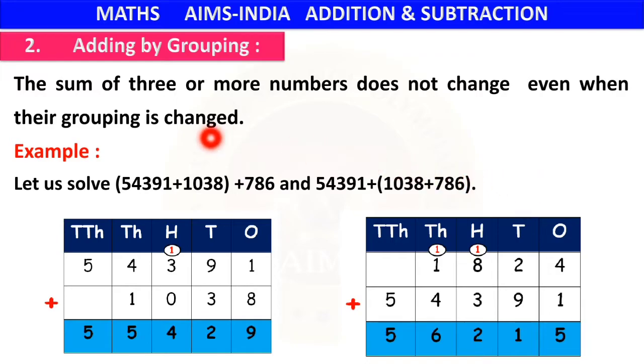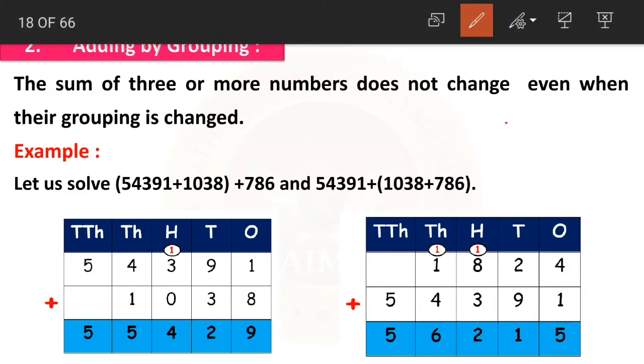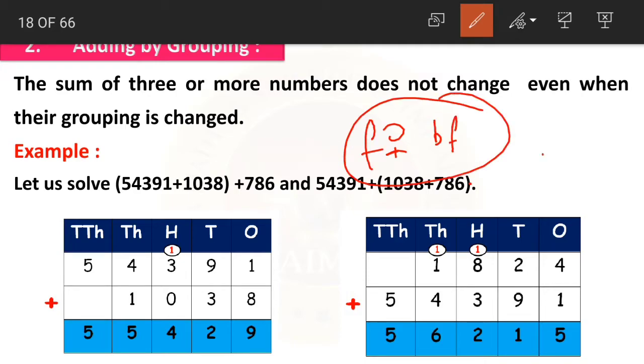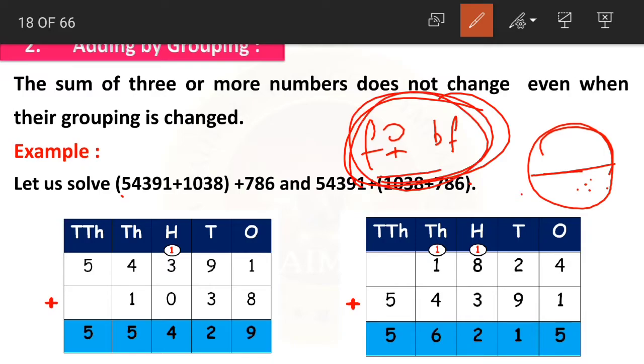Now, the second property is adding by grouping. What are they saying? The second property is adding by grouping. What does a group mean? Group means a collection. When I say in your class you also have groups, right? You, your best friend, and some other friend, you guys are a group, and the remaining children in the class also have their own groups. Yes, so this is called grouping, forming into groups. Two or more numbers combined together is a group here.